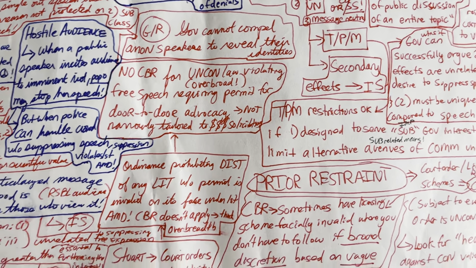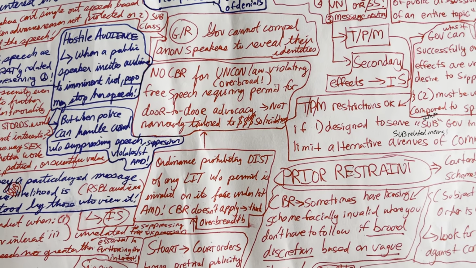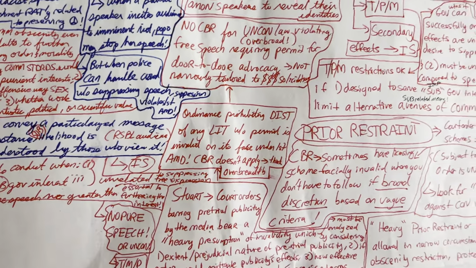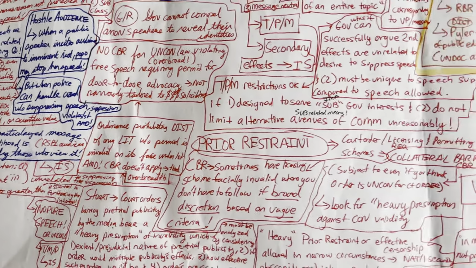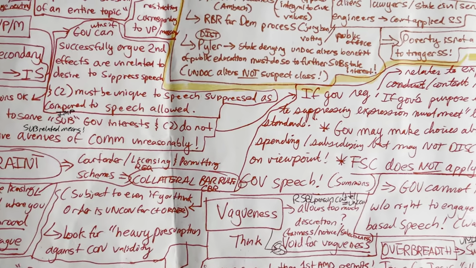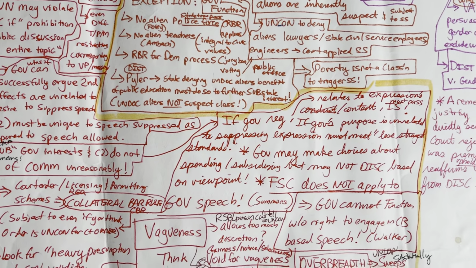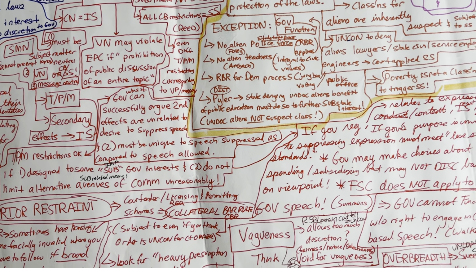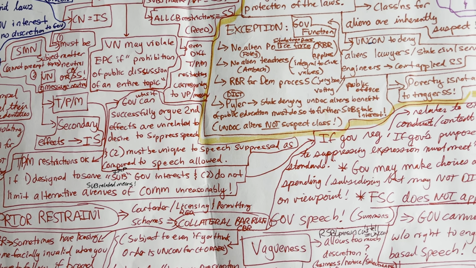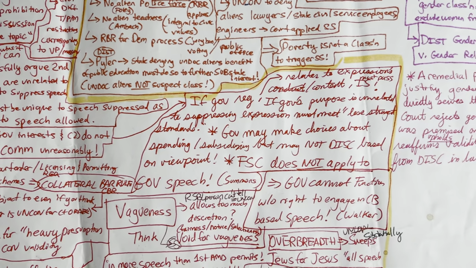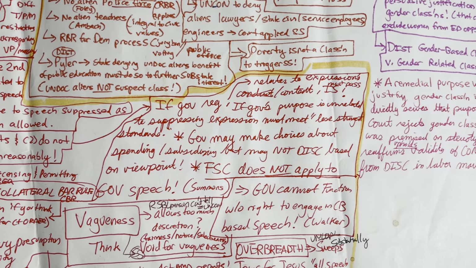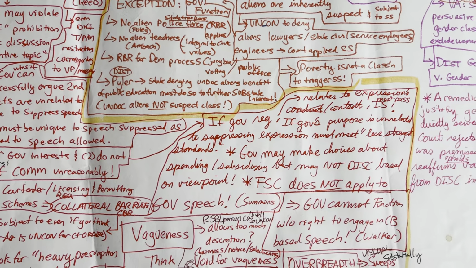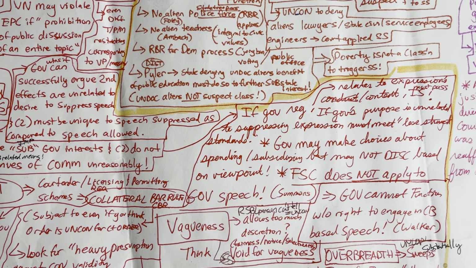You can use substantial government interest, substantially related, or you can use important. You can use both words, it depends on your preference. I think both are fine. If government regulation relates to an expression's content, then it must pass intermediate scrutiny. If the government's purpose is unrelated to suppressing expression, it must meet the less stringent standards. Government may make choices about spending and subsidizing, but may not discriminate based on viewpoint.